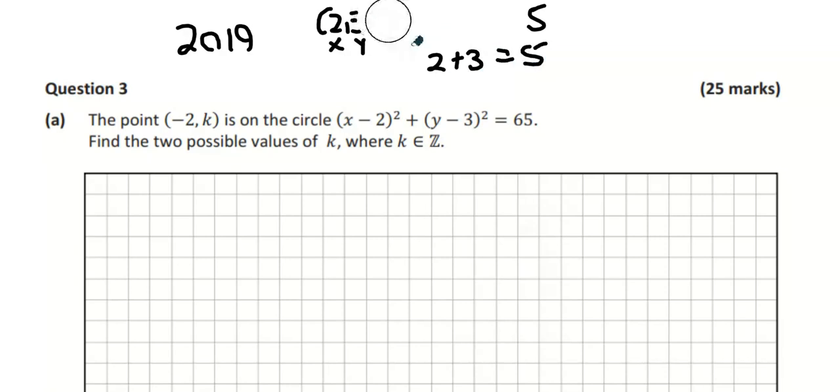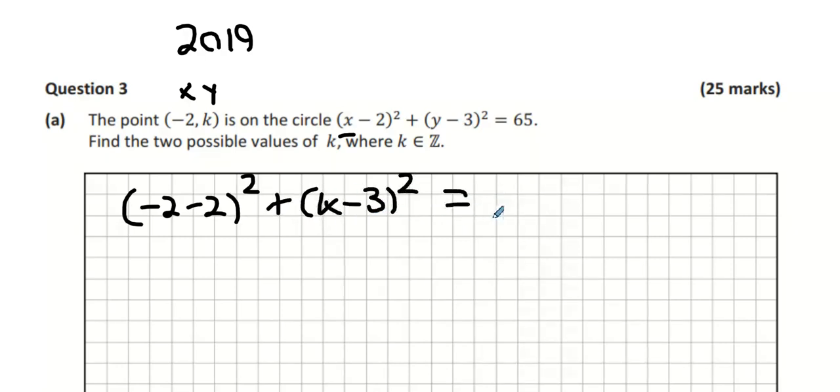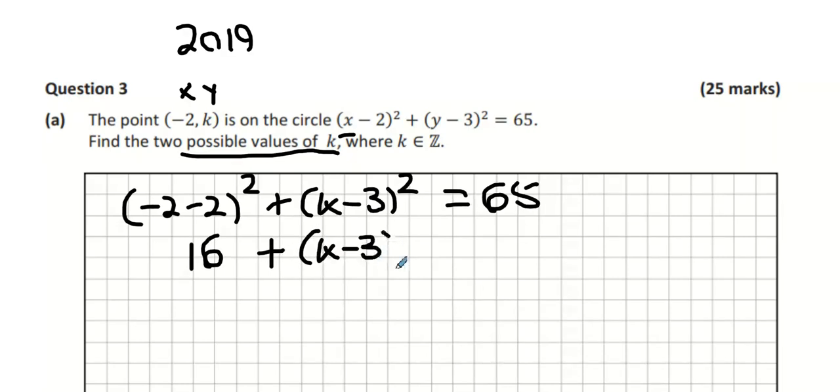Circles are no different. It's claiming that an x value of -2 and a y value of k is on this circle. So here's what we're going to do. We're going to replace x with -2. We're going to replace y with k. And then we're going to multiply it out and get 2 possible values of k. That's going to be 16 when you use your calculator, provided you own one.